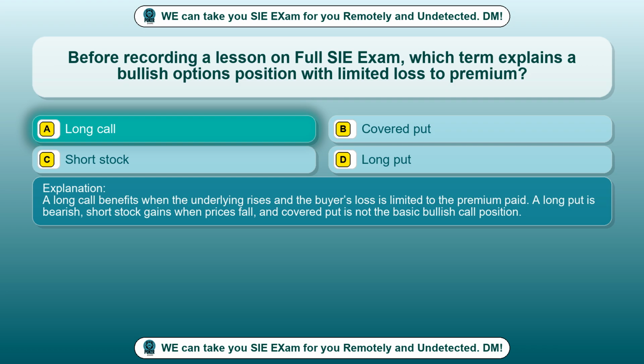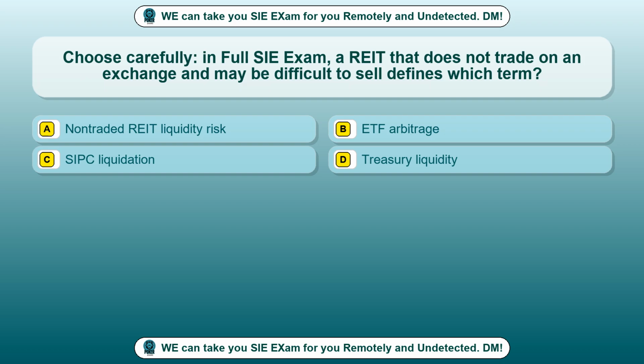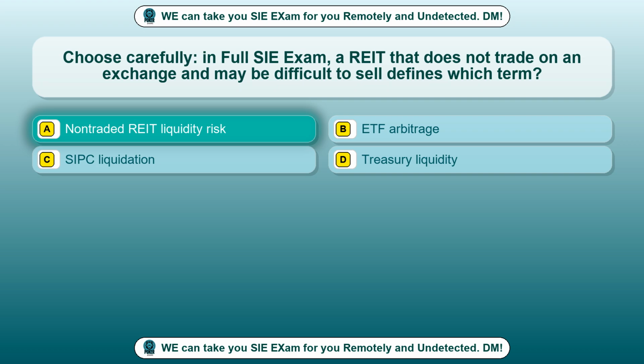A long put is bearish, short stock gains when prices fall, and covered put is not the basic bullish call position. Question 41. Choose carefully in full SIE exam. A REIT that does not trade on an exchange and may be difficult to sell defines which term? Option A, non-traded REIT liquidity risk. Option B, ETF arbitrage. Option C, SIPC liquidation. Option D, treasury liquidity. The correct answer is option A, non-traded REIT liquidity risk.